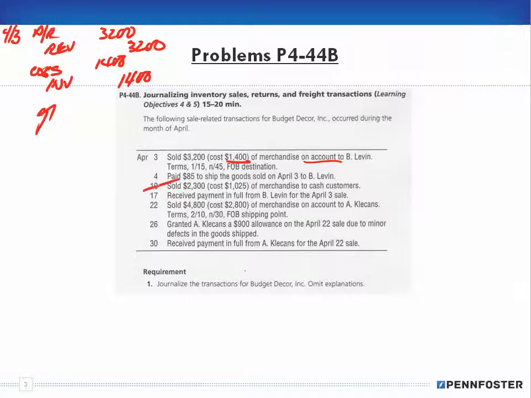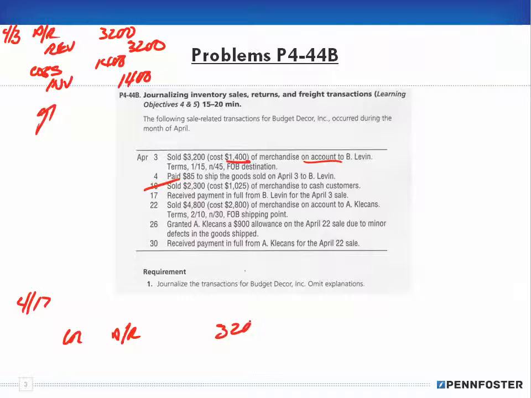Okay, so we're up to there. We received payment in full from B. Levin for the April 3rd sale. So if we're receiving payment in full, what was our accounts receivable? Our accounts receivable was 3,200. So if I had a debit to accounts receivable, that means I have to credit accounts receivable for 3,200.